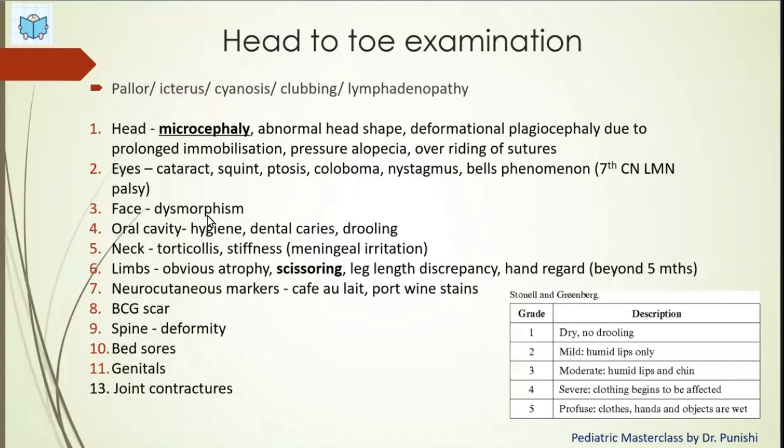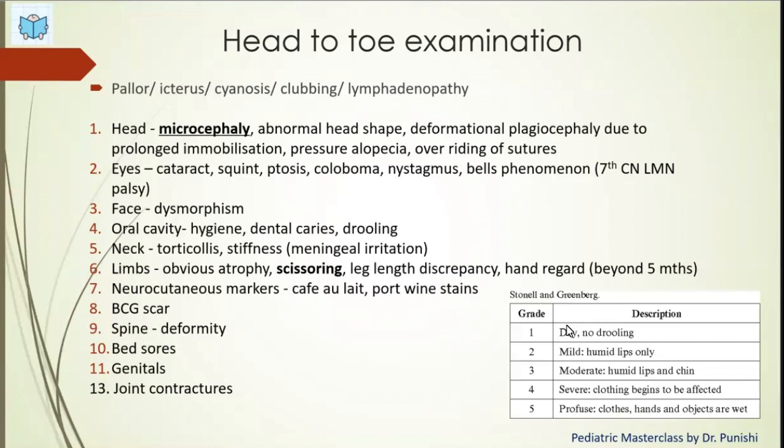Facial dysmorphism, again pointing towards underlying genetic or chromosomal causes. Oral cavity, very important. Look for hygiene, dental caries, and drooling. Because these patients have spasticity and feeding difficulties, they very often have poor oral hygiene, dental caries, and drooling.